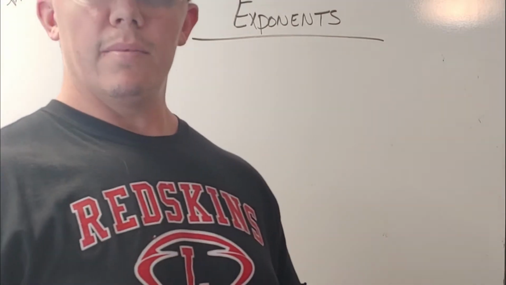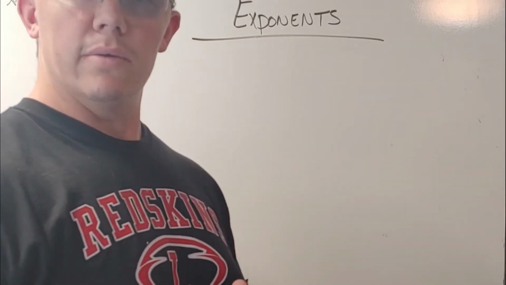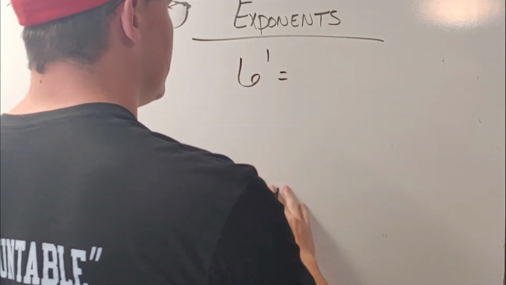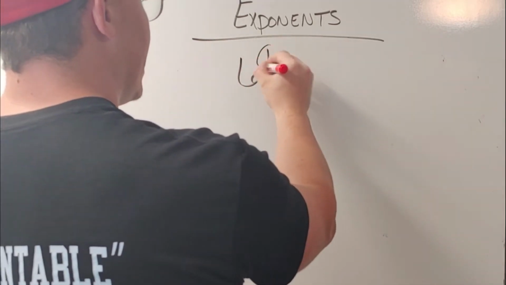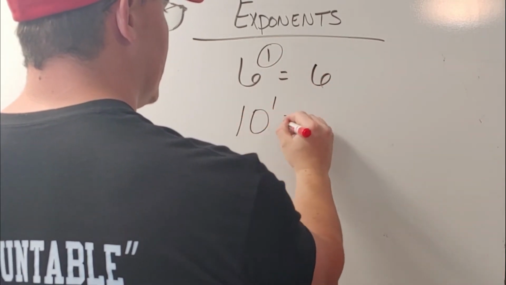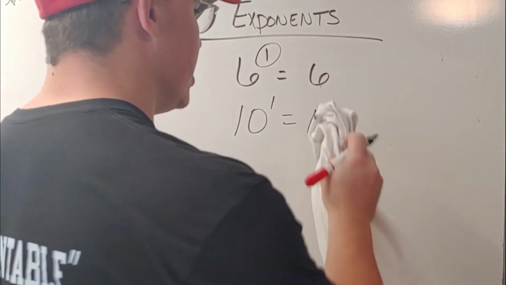Now, remember when we had the powers of 10, so 10 to the first power, it was just itself. Well, even if we had 6 to the 1, what is that? Well, we only have one 6 there. So it's 6. Just as when we did our powers of 10, it stayed at 10. The same goes with any other number.